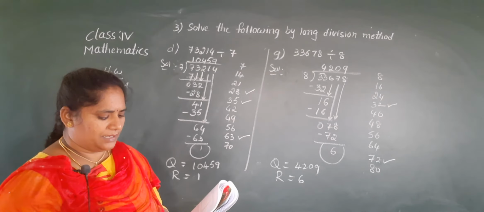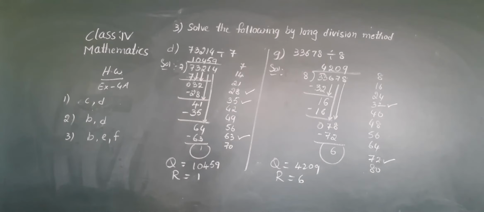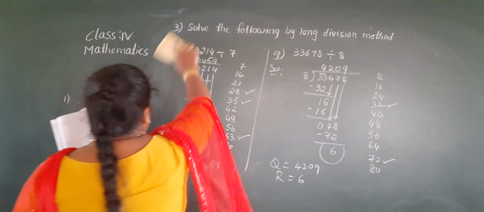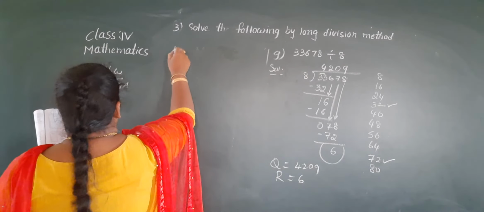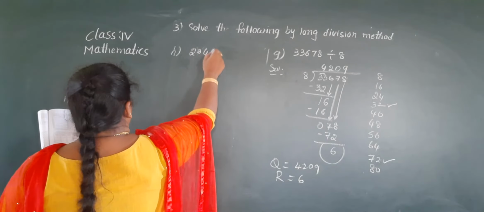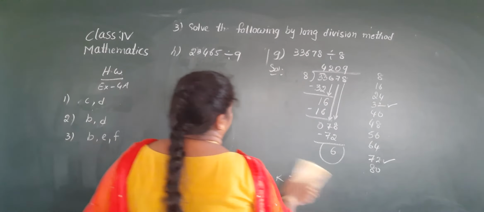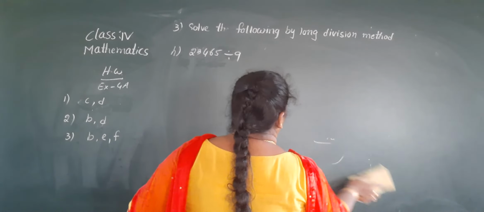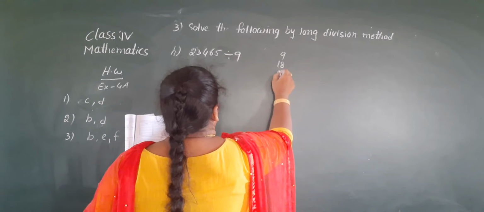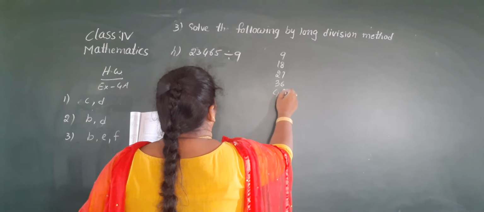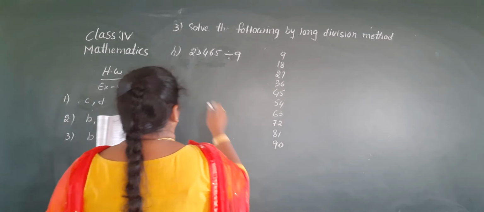And the last problem, Nana. 23,465 is divided by 9. So, last problem, 23,465 divided by 9. Can I rub this one, children? Yes, write the 9 table on the side. 9, 18, 27, 36, 45, 54, 63, 9 8s are 72, 9 9s are 81, 9 10s are 90.